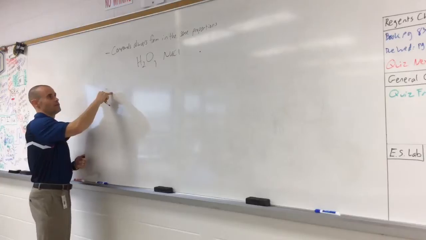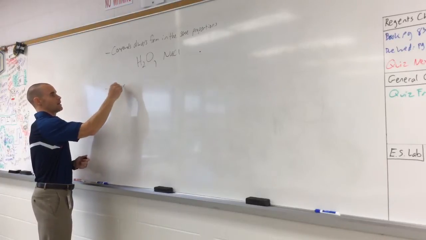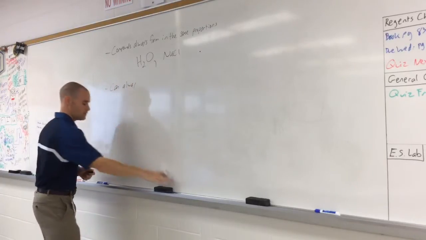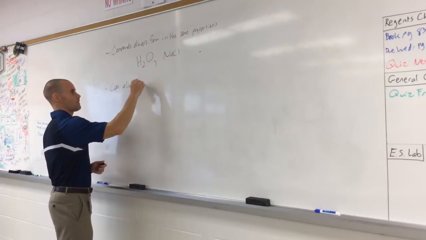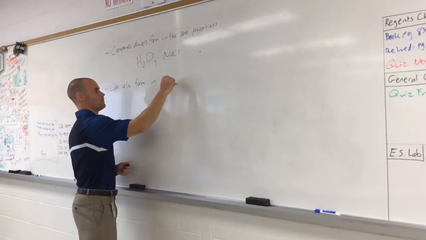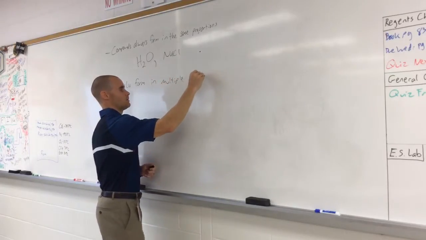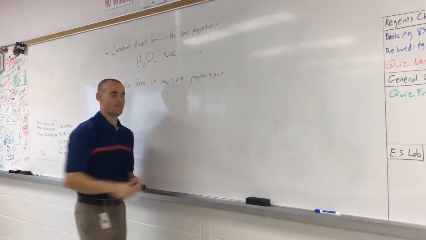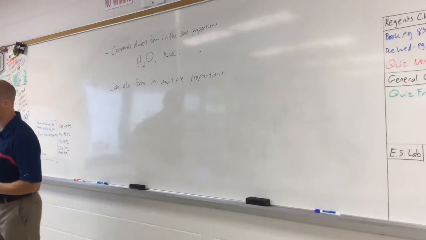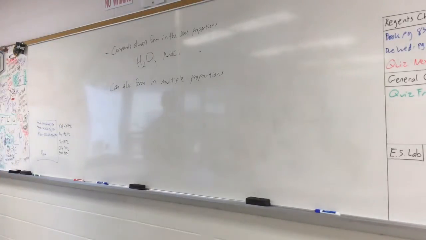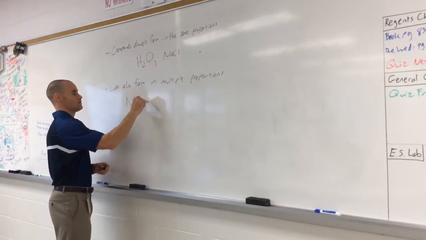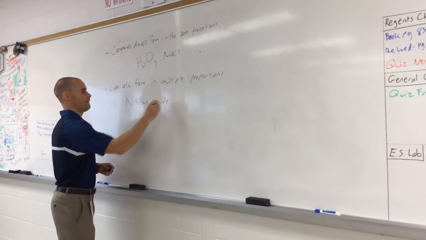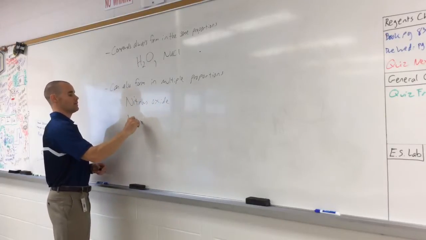But this is going to be confusing. Compounds can also form in multiple proportions. That's kind of contradictory to what I just wrote. What does contradictory mean? Opposite. Yeah, the opposite, right? Let me explain. Nitrous oxide and nitrogen dioxide.